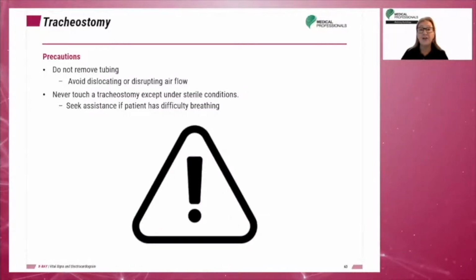A technologist performing a procedure on a patient with a thoracostomy tube should never remove the tubing and should avoid dislocating or disrupting airflow. The tube is inserted following a sterile procedure and should not be touched except in sterile conditions.